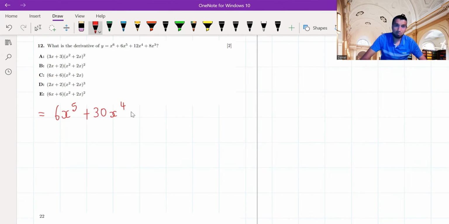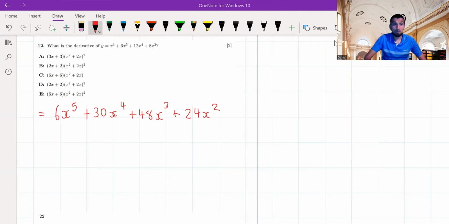4 times the 12 will be 48. And then x, we minus 1 from the power, cubed. 3 times 8 will be 24. x, and then minus 1 from the power will be squared. Okay, excellent.